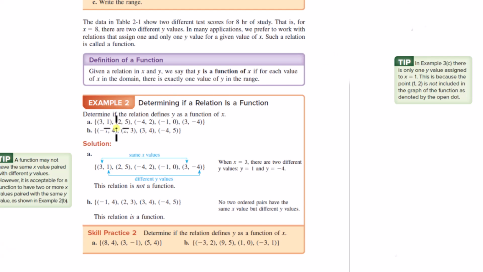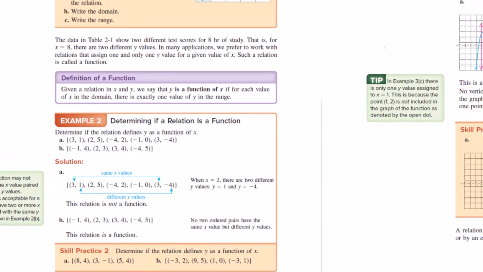Okay, so let's see. 3, 2, -4, -1. Not yet. We haven't repeated any inputs yet. 3. Okay, so we've repeated the input 3. So now all we need to do is see, are the outputs that correspond to these 2 inputs of 3 different? 1, -4, yes, they are. So no, it's not a function. You've got the same input mapping to a different output. Okay, here, let's see. Are any inputs ever repeated? -1, 2, 3, -4? No. So we don't even need to check the outputs. You never have the same input anywhere. So that is a function.